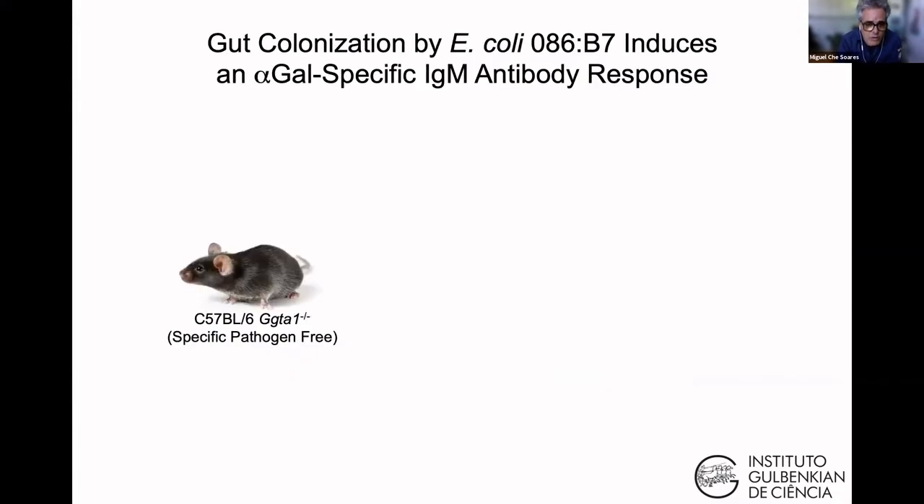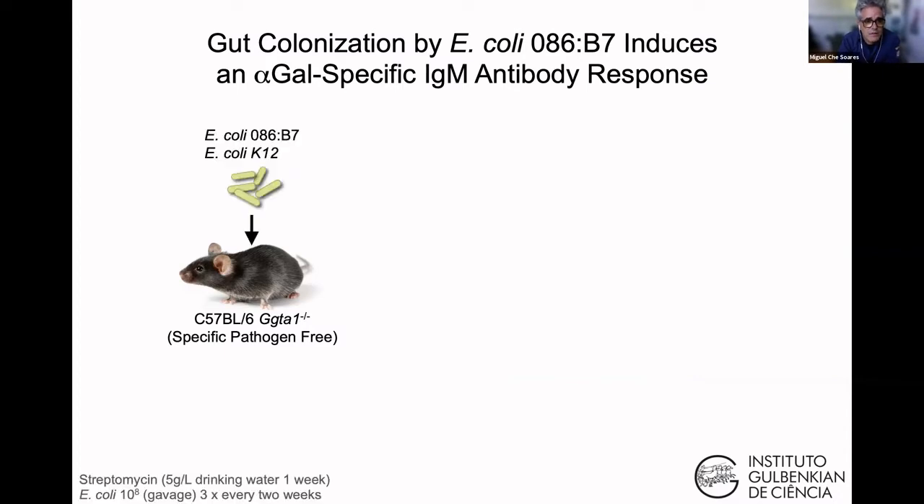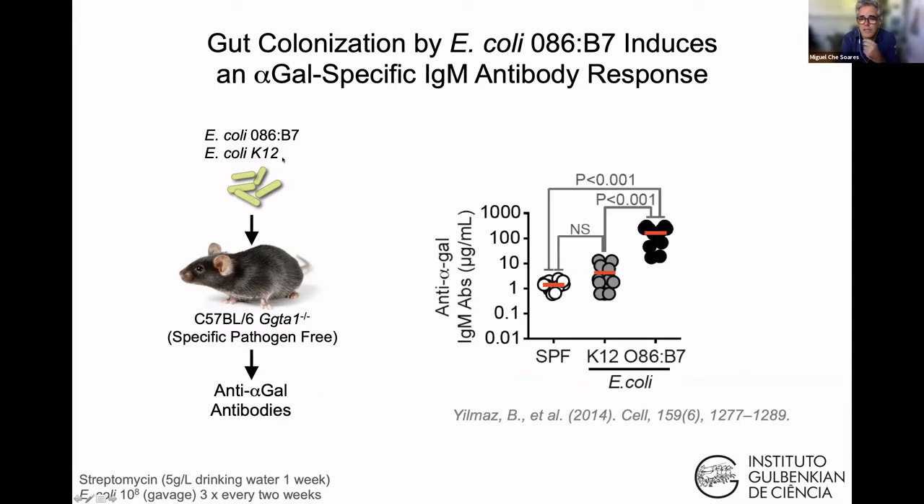So we start wondering what would be the effect of this. And with Bati Vilmas, what we did is to actually colonize mice that are in a way humanized because we make them lose the GGTA1 gene, and ask what would happen if we now colonize them with a bacteria that expresses alpha-gal or not. And what we see is that when we colonize them with a bacteria that expresses alpha-gal, they now produce IgM against alpha-gal.